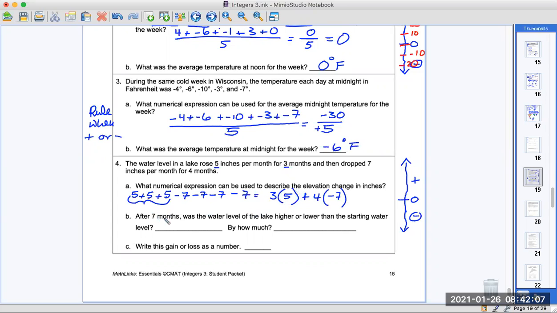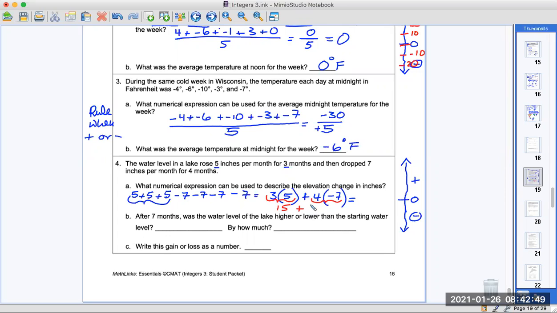Okay. After 7 months, was the water level of the lake higher or lower than the starting level? So we need to figure out what this number is. So let's do order of operations. What do we do first? Well, I think the answer is negative 13. Okay, well, what do we do first? Do we add or do we multiply? We multiply. 3 times 5 plus, what's 4 times negative 7?